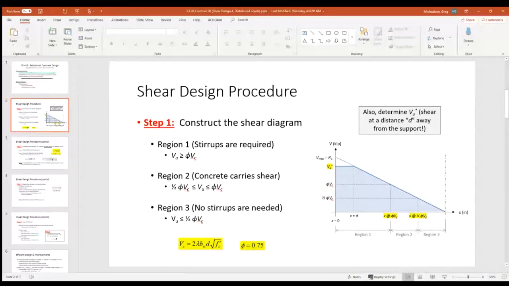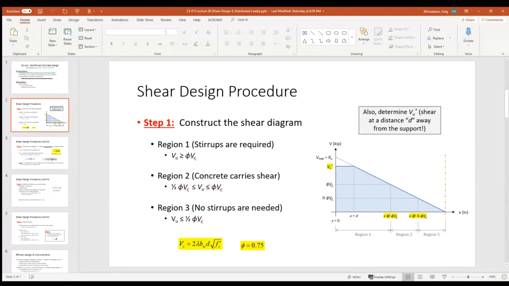So the first step that you always have is to construct the shear diagram. As you can see, I have an image of a shear diagram right here on the bottom right. What I have here is a shear diagram for just a simply supported beam for a uniformly distributed load. During our next lecture, we'll talk about scenarios with different loading, like concentrated loads and whatnot. But for today, we're just going to keep it simple.